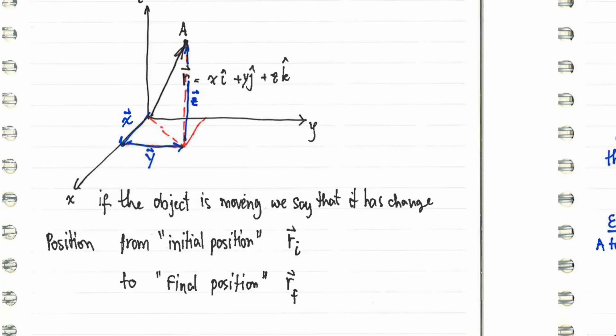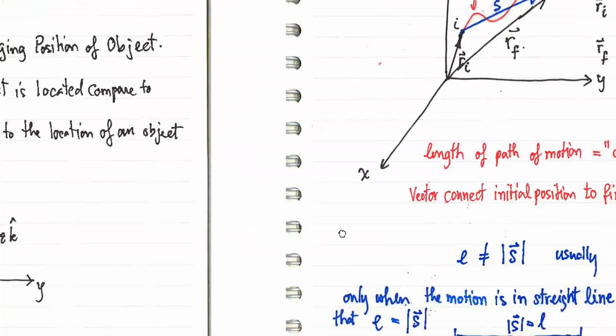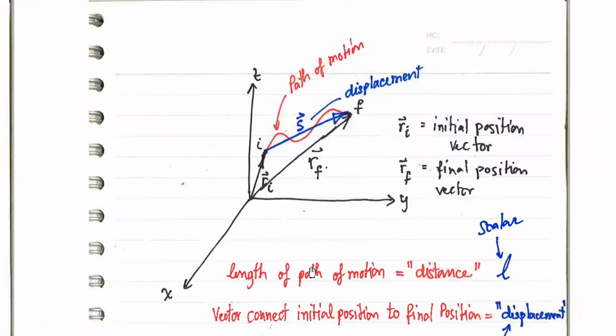And when you have the original to the final, we have this is Ri at the initial point, Rf is the final point. We got two quantities out of it. So if it's a vector starting from the original point to the final point, we call this a displacement.